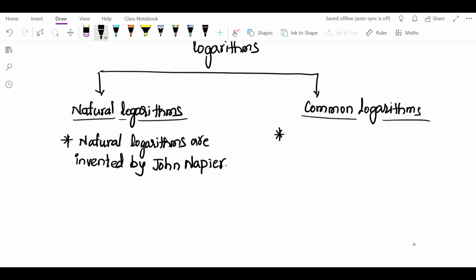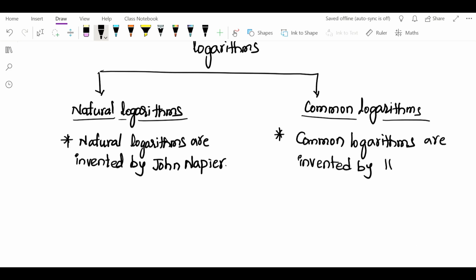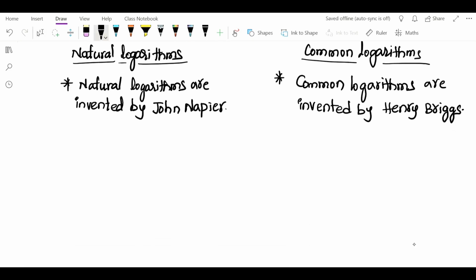Common logarithms are invented by Henry Briggs. Base e logarithms are called natural logarithms.